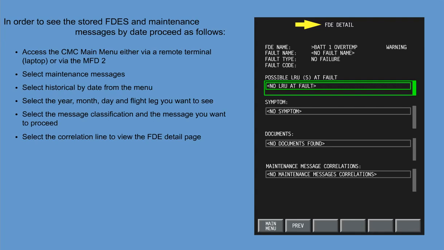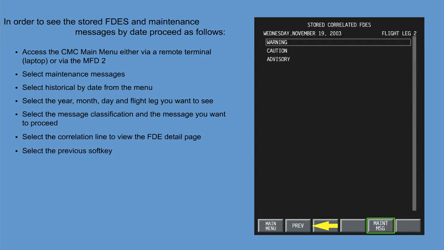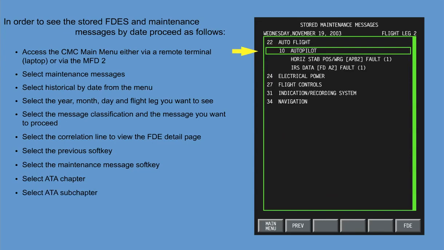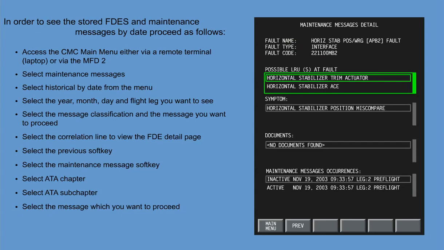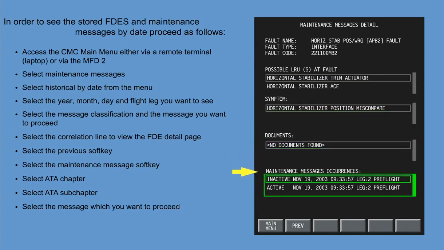In order to proceed to the stored maintenance messages, select Previous Soft Key, and then Maintenance Message Soft Key to enter the stored maintenance messages. Select ATA chapter and then ATA subchapter. Select the message you want to view the message details, possible LRUs at fault, the symptoms, or the associated documents. The message status, date, time, and occurrence stage will also be shown.